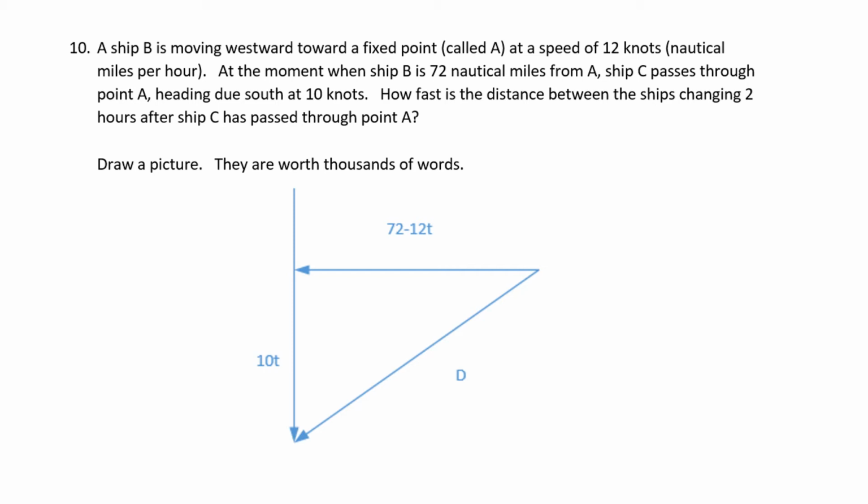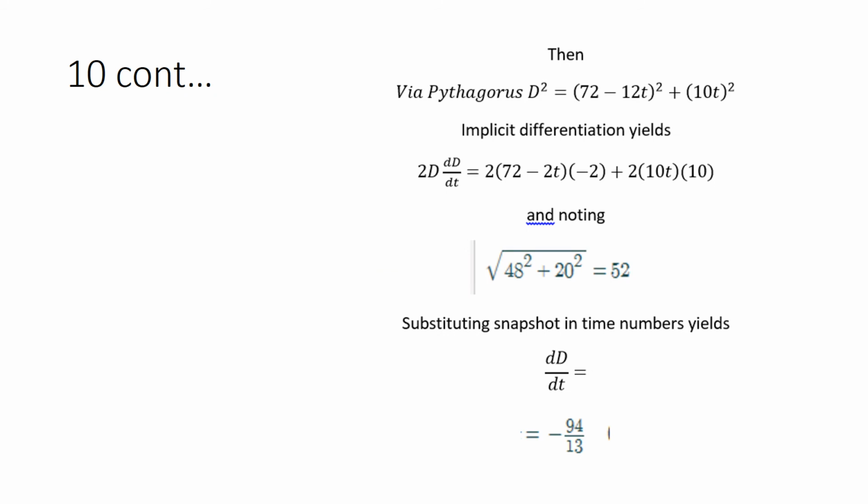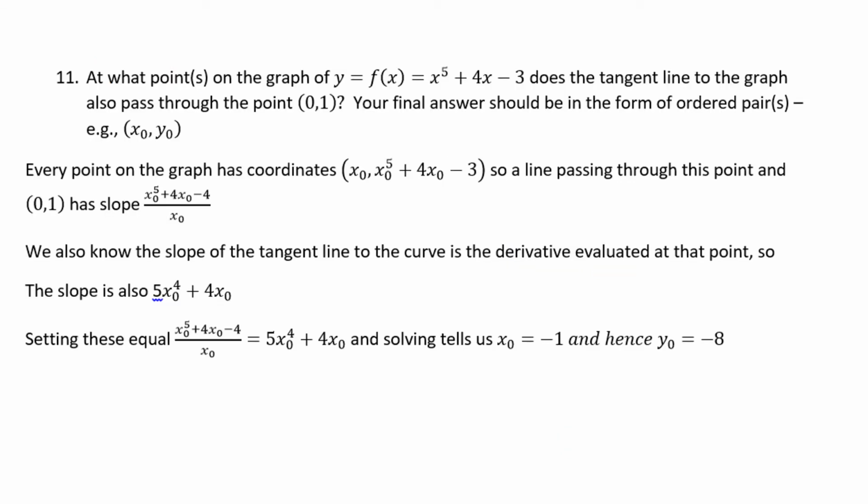Number 10 is a related rates problem. You had to draw a picture. Here's the picture that you want to draw. Use Pythagorean theorem, take the derivative, and you get minus 94 over 13. If you didn't make a dent in the problem, it would be minus 10. Working the problem, getting the correct answer is plus 10. And if you think you did something worthwhile along the way, maybe call it 5.